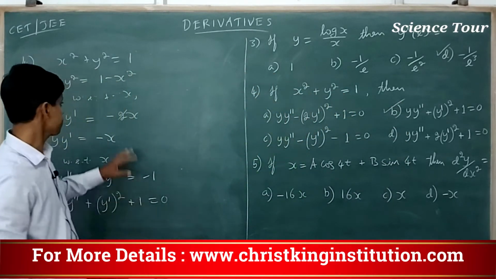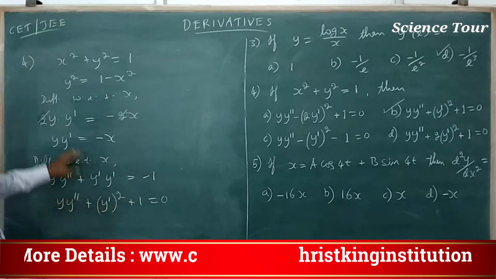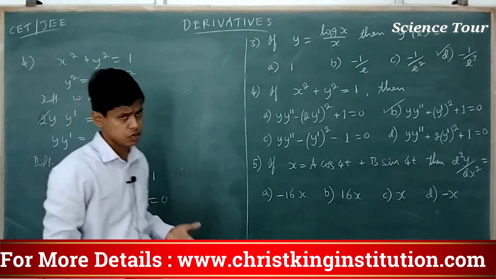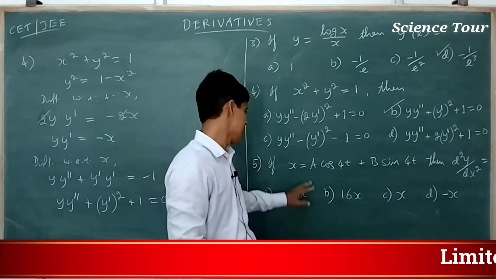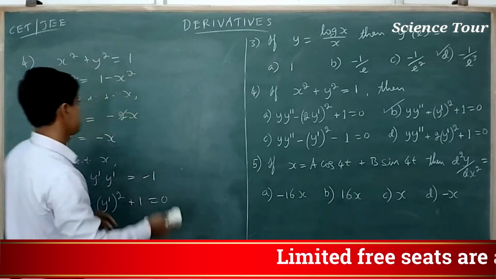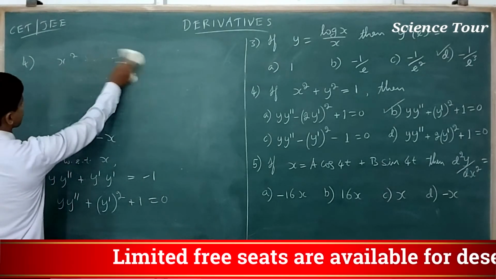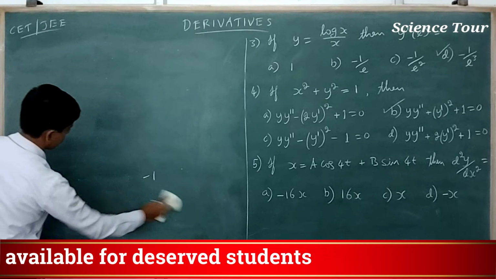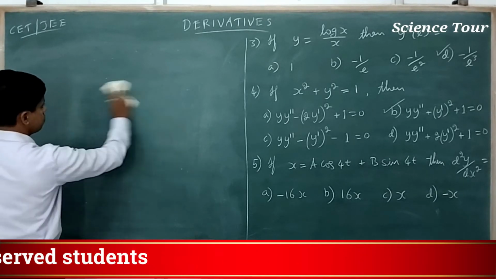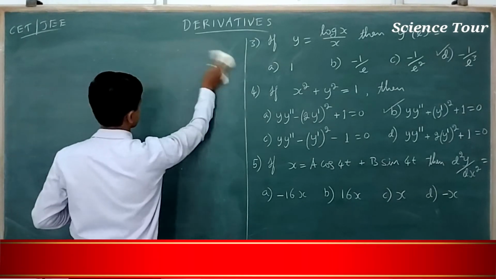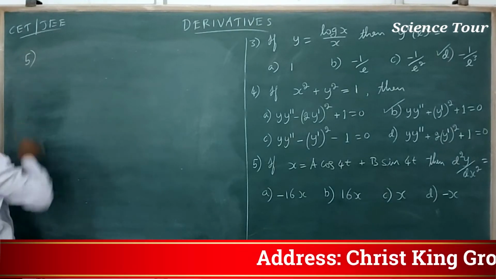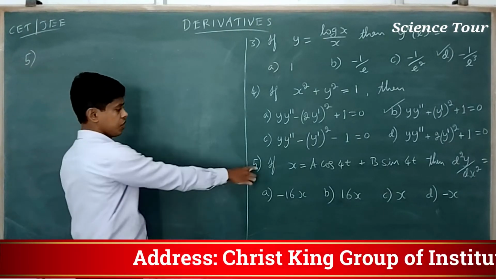Well, that was easy, right? You had to differentiate once, and because in the options you have y double dash, you have to differentiate twice. Let's go to the fifth question.